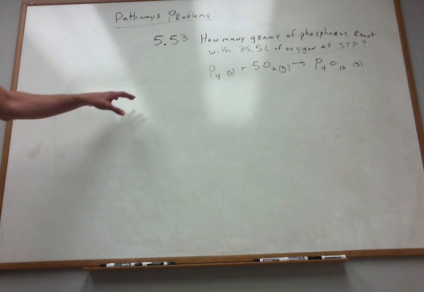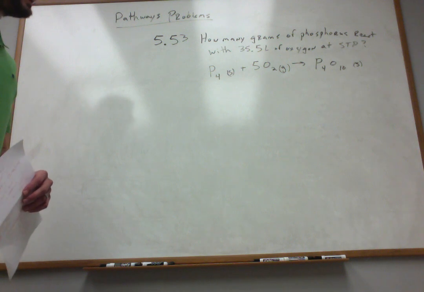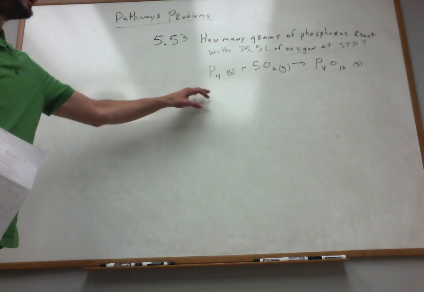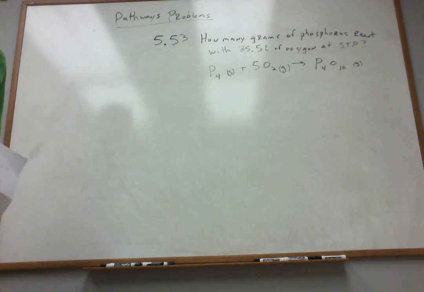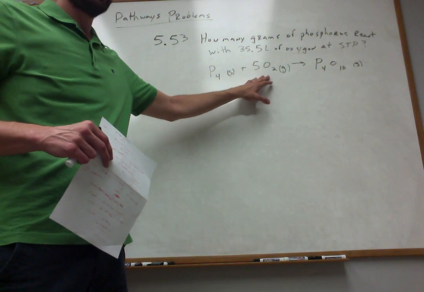Okay, let's work 5.53 from the textbook. This problem asks us, how many grams of phosphorus, P4 solid, is going to be necessary to react with 35.5 liters of oxygen gas held at standard temperature and pressure.